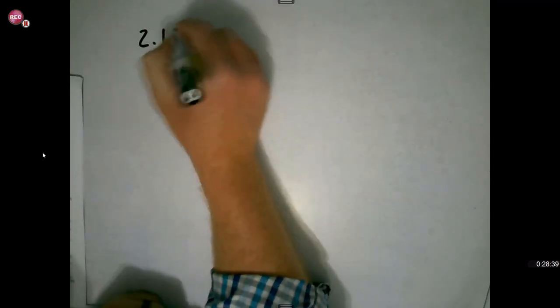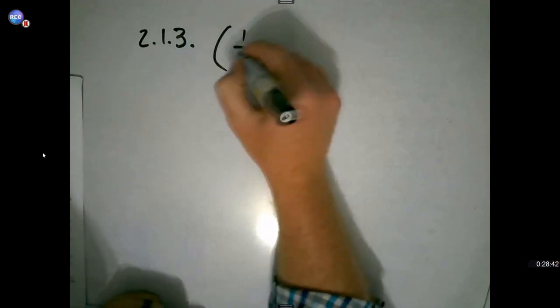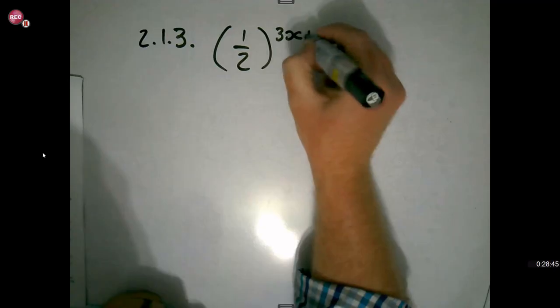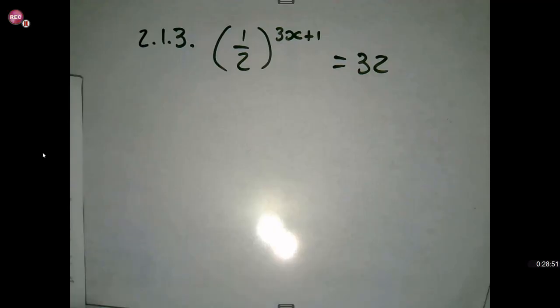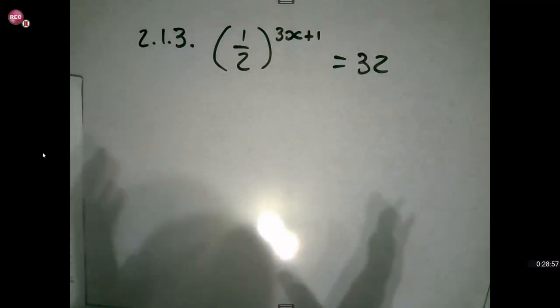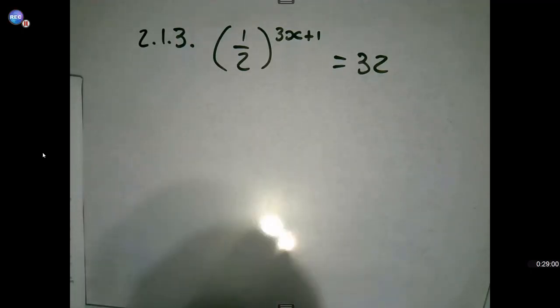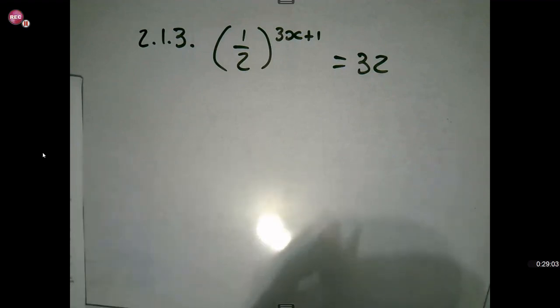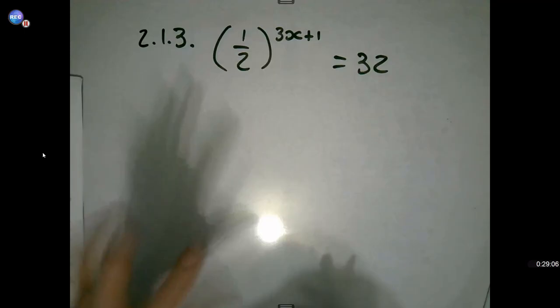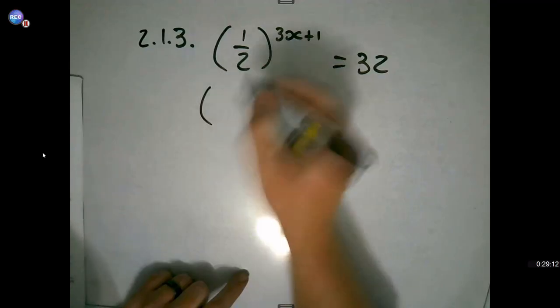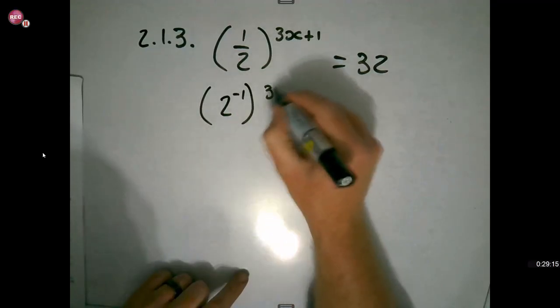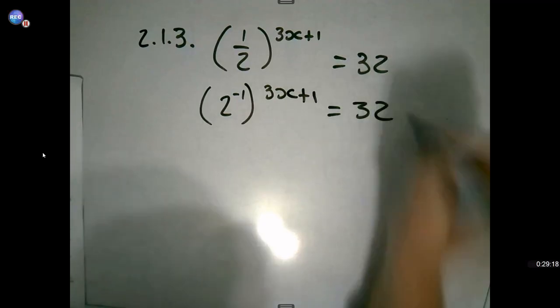2.1.3. 2.1.3 gives us the following. So in a bracket, one half to the power of 3x plus 1 equals 32. First things first, you want to get rid of that fraction. You guys despise fractions. I know kids these days, you do not want to work with a fraction. So in this case, we get rid of the fraction. And how do we do that? We take law number 6 and we reverse it. So if I reverse law number 6 for exponents, I'll get 2 to the power of negative 1, 3x plus 1, and then the 32 on that side.